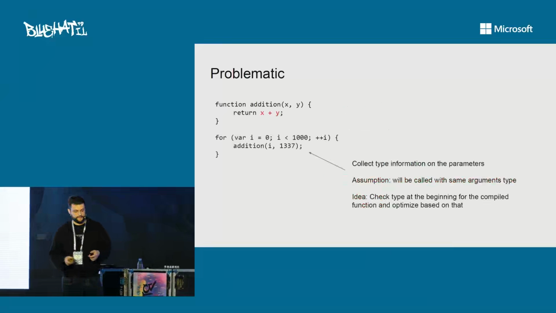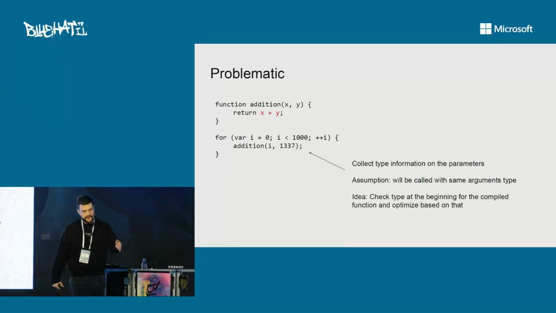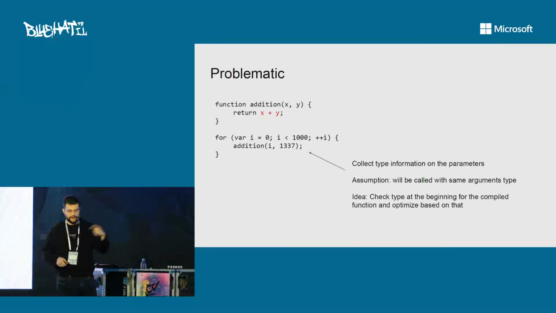So here I call the function repeatedly in a loop. i is going to be an integer, 1000 337 is also an integer. And every time we call that function, the interpreter collects type information saying, oh, x is an integer, y is an integer. And every time we run the loop, we call that, up to the point where we'll say, oh, this thing has been called a lot, let's JIT compile it.